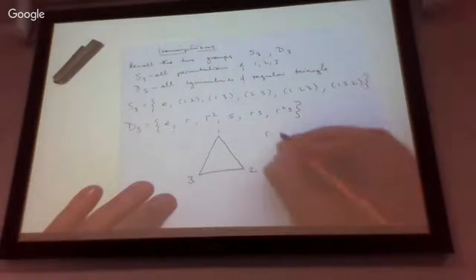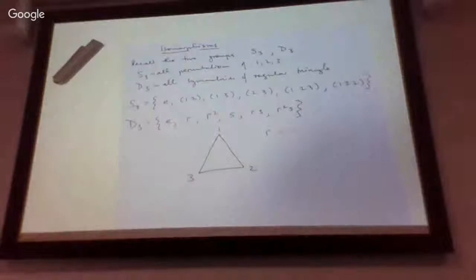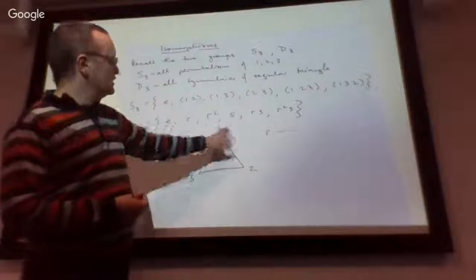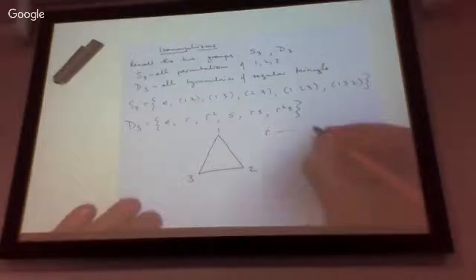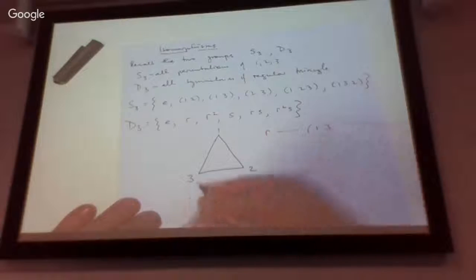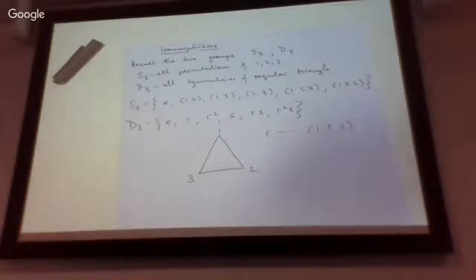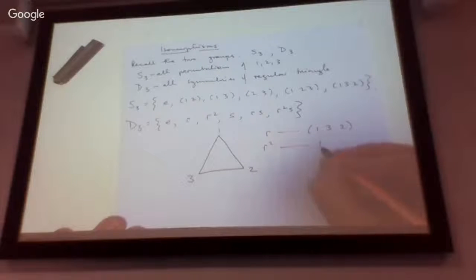Because R seems to be the same as, well, if you rotate by 1/3 of a full turn anti-clockwise, the thing at position 1 is going to go to position 3, and the thing at position 3 is going to go to position 2, and the thing at position 2 is going to move to position 1. So R squared will be the other 3-cycle.